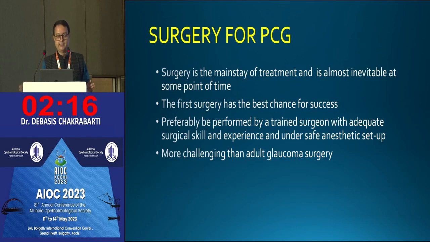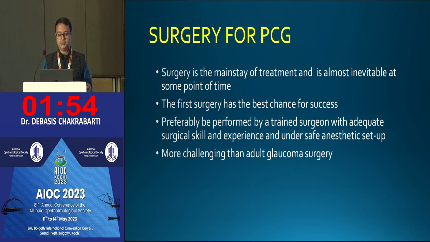Coming to the basic guideline for the surgery for primary congenital glaucoma, which will be more elaborated by sir and madam. Surgery is the mainstay of treatment and is almost inevitable at some point of time. Initially we can start with an anti-glaucoma medication, but that is just to buy time till the child is ready for surgery. And the first surgery has the best chance for success.